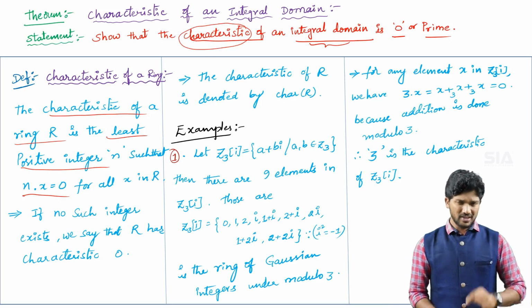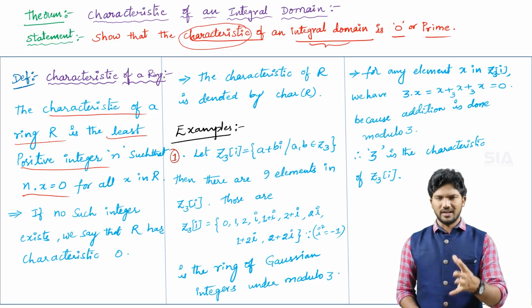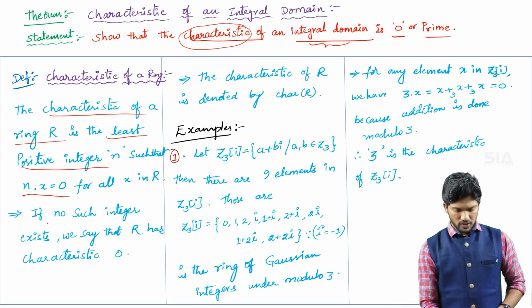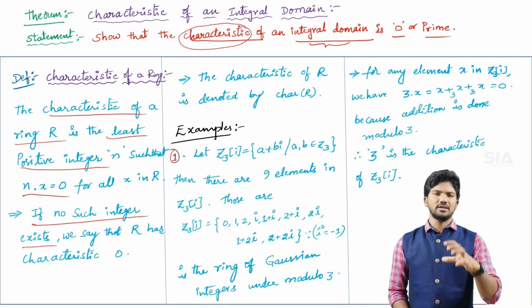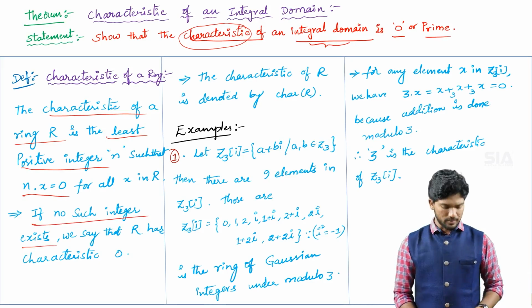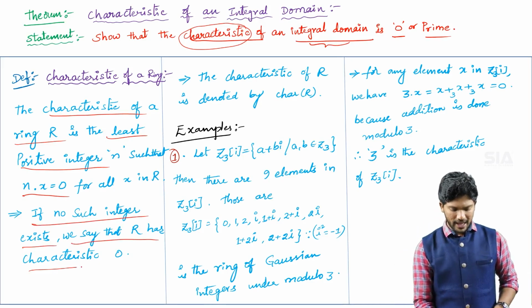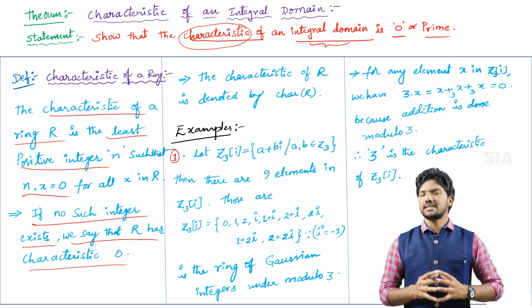Now, with this definition alone you will not understand anything. If no such integer n exists, then we can say that capital R has characteristic 0.